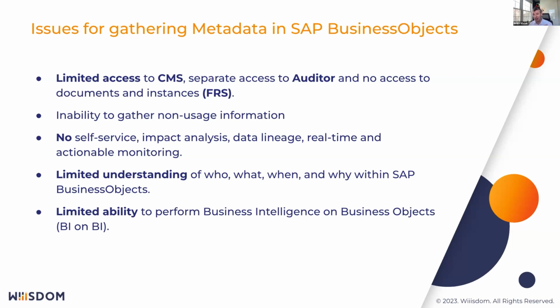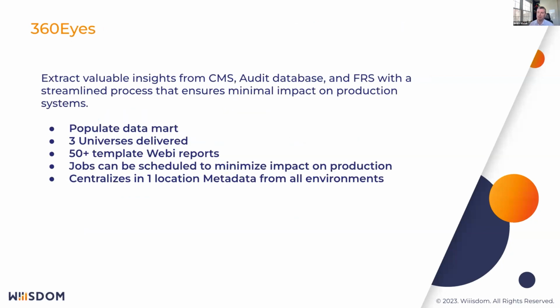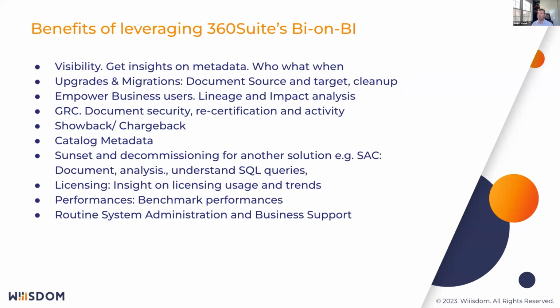Additionally, it's always very difficult to understand the W's. So who, what, when, why, what's going on within business objects. With 360, basically, the whole idea here is we're extracting the metadata, we populate it into a data mart. We've got 3 universes that are delivered. We've got 50 plus templates that can be customized that we deliver as well with our solution. Of course, the jobs can be scheduled to minimize the impact on production, and everything is centralized in one location. So for all your sub environments, and if you have multiple productions, you can actually centralize it in one location.